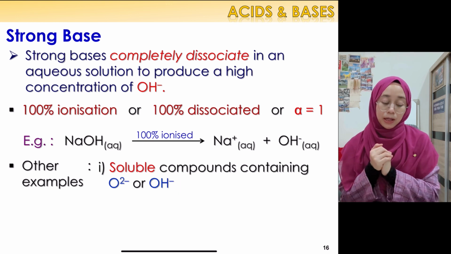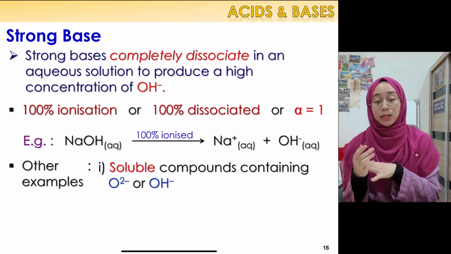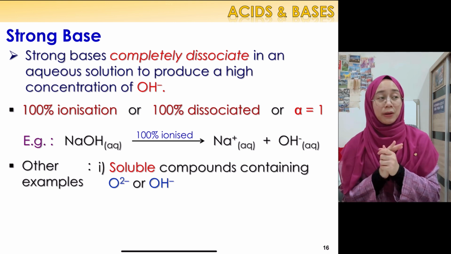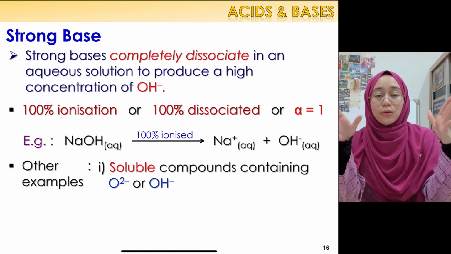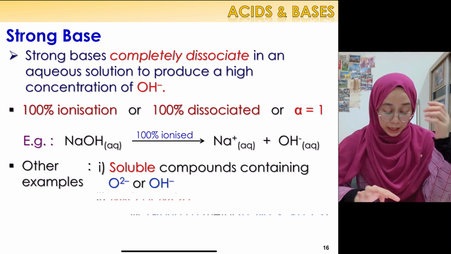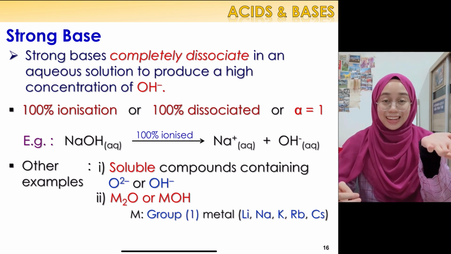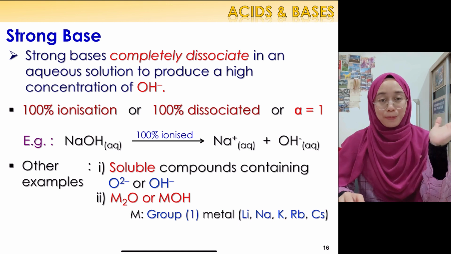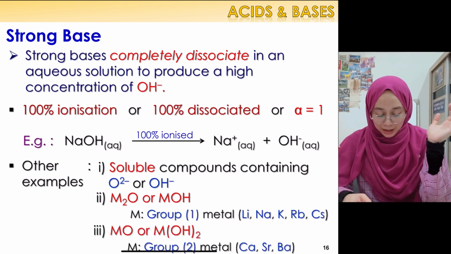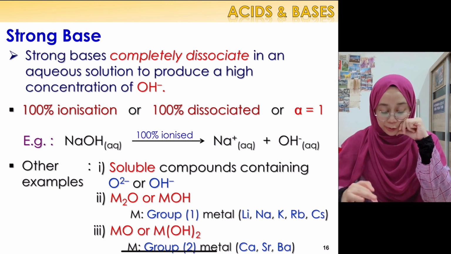So ada example yang menunjukkan dia adalah strong base, soluble compound containing O2- ataupun OH-. So kalau kita nampak something yang metal yang dengan OH- je, yang tu strong base. Okay, ataupun anything with metal, metal oxide ataupun metal hydroxide, yang tu pun adalah strong base juga. Okay, yang dengan group 1 ataupun yang dengan group 2 lah. Okay, so dua contoh kat sini.